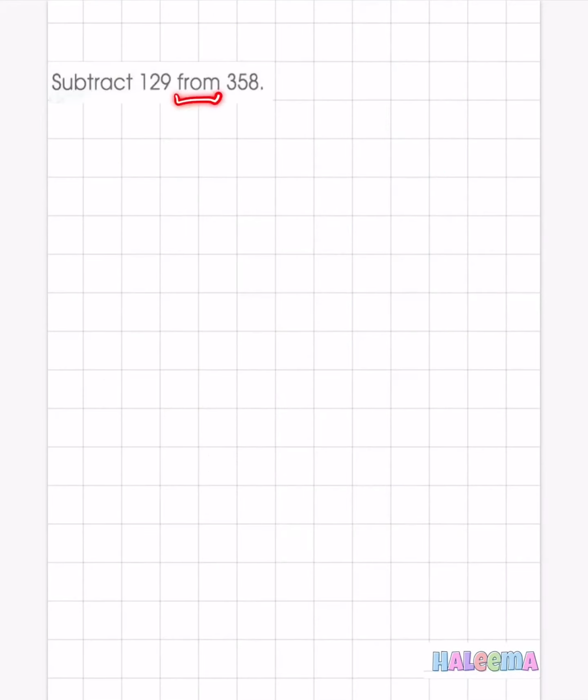So remember the rule of from. The last number comes first. So in this case, we're going to have 358 written as first. But even before that, we must remember the place value chart. Let's start solving from the ones place. Look, 8 minus 9 is not possible. Why? Because 8 is smaller than 9, right?